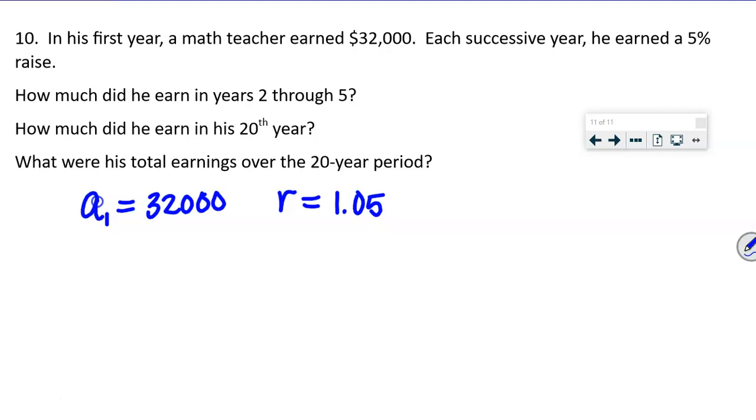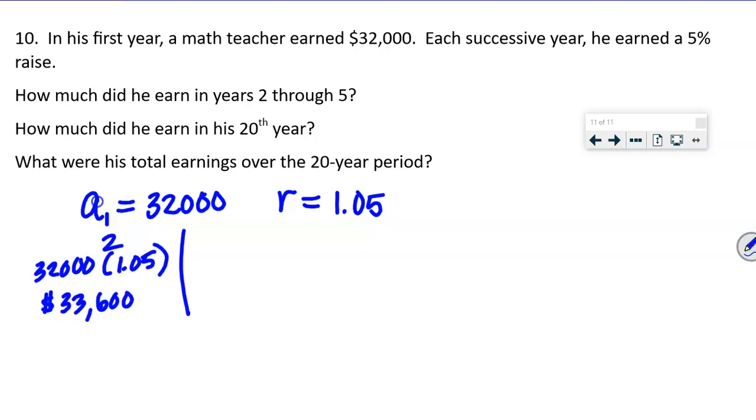So it says how much did he earn in years 2 through 5? So in year 2, he earned what? We're going to do the 32,000 times the 1.05, right? So on that one, it's going to be $33,600. Then what are we going to do for the next one? For year 3. Same thing, right? So we're going to take our 33,600 times our 1.05. So this one's going to be 35,280.